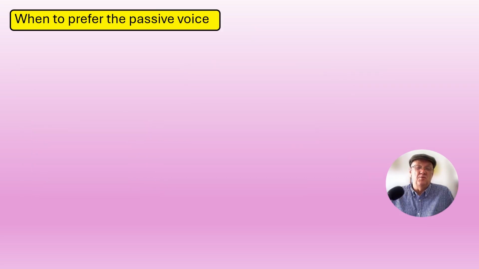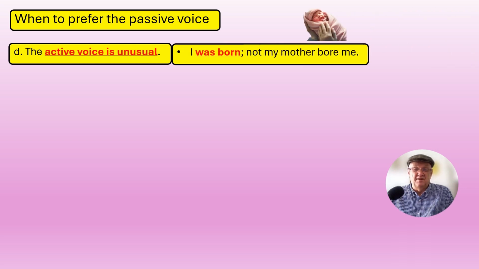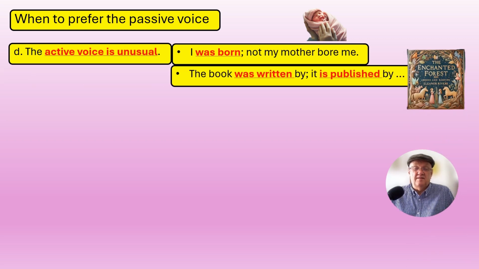We continue with when to prefer the passive voice. Number D. The active voice is unusual. I was born, not my mother bore me. The book was written by, not so-and-so wrote the book. It is published by, and then the publishing house's name.